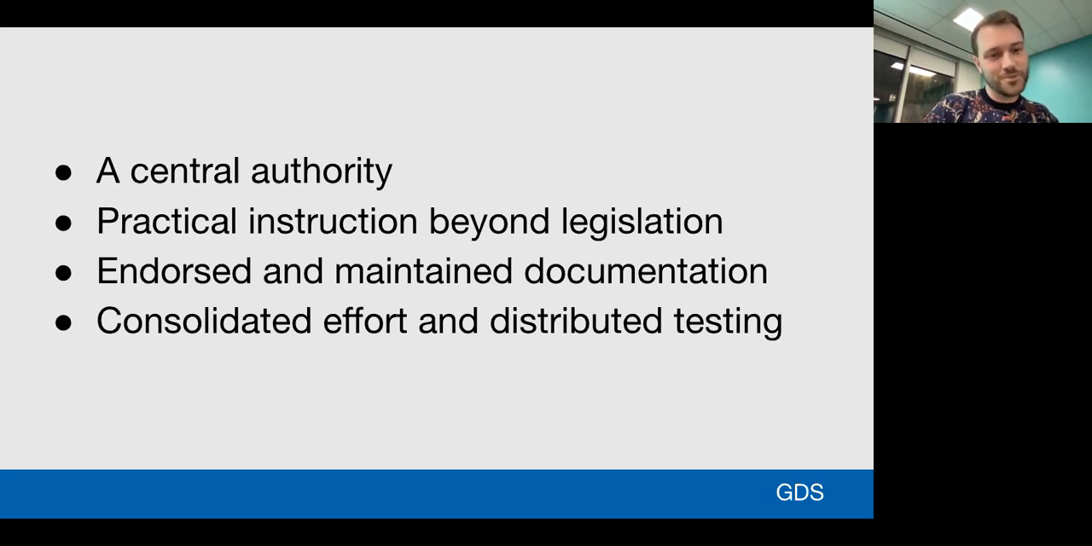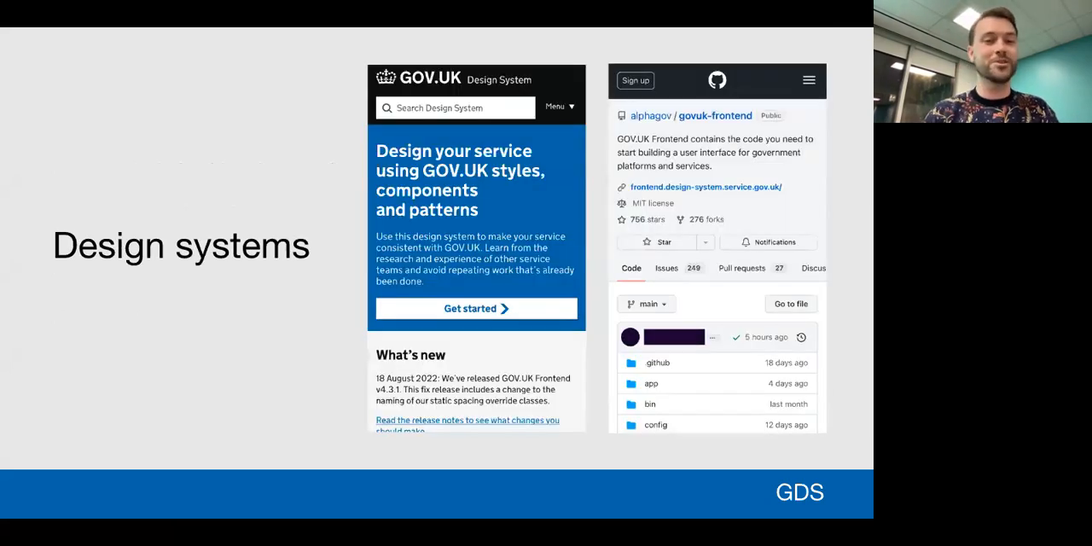And then also, this one has a lot of big words: consolidated effort and distributed testing. I think that means if there are things that are going to be repeatable across multiple spaces, so say you have a bunch of services or transactions in your government, and they're all going to need to use the same things, study it once, get it right once, and then distribute it to other groups across the government who can test it and provide feedback. Which brings me to the first example.